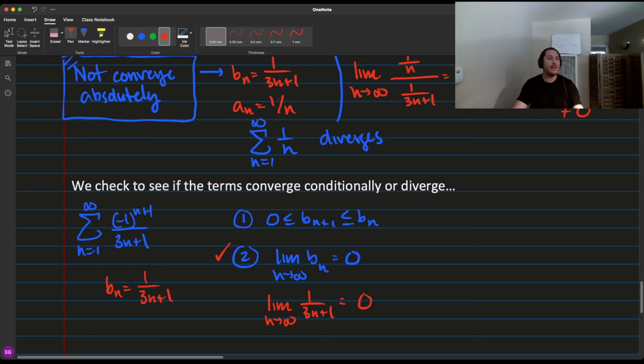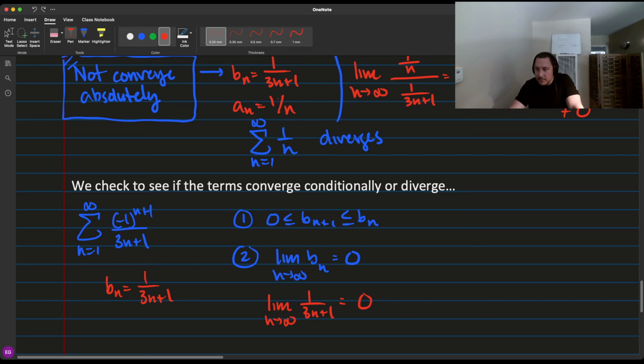Okay, now we need to check to see if the terms decrease. So bn plus 1. So let's do this. We know that n would be less than or equal to 3n, which should be less than or equal to 3n plus 1. If you take the reciprocal, you get 1 over n will therefore be greater than 1 over 3n plus 1. Oh, okay, wait, no. Sorry. I need a better way to do this.